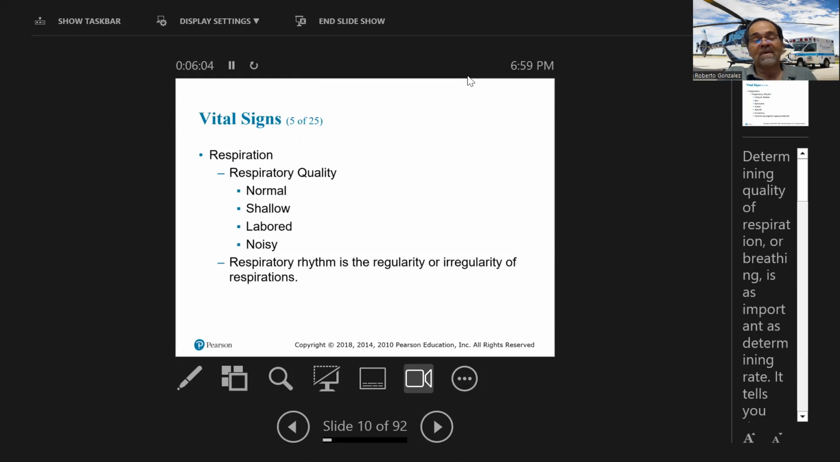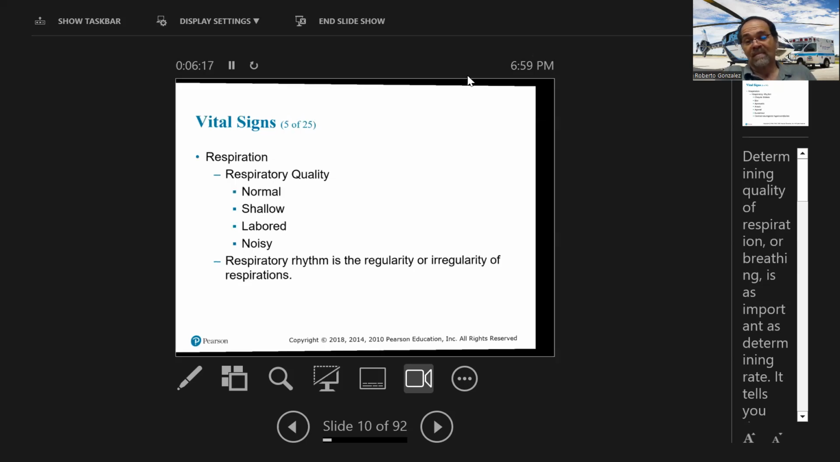For quality, what you're going to be defining is normal, shallow, labored, or noisy. Respiratory rhythm is the regularity or the irregularity of the respirations.